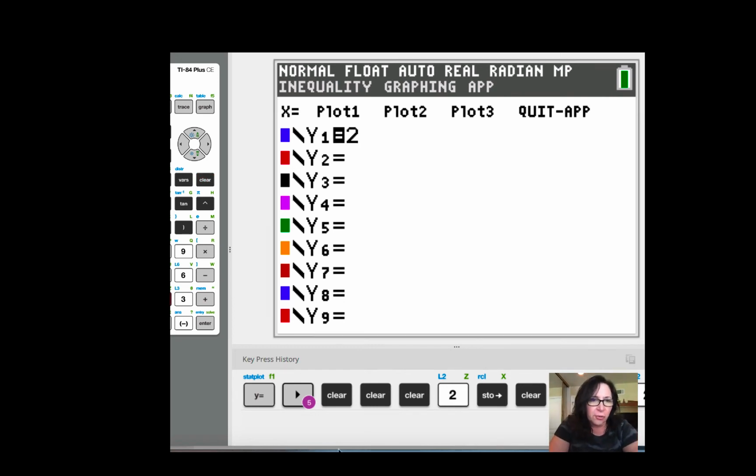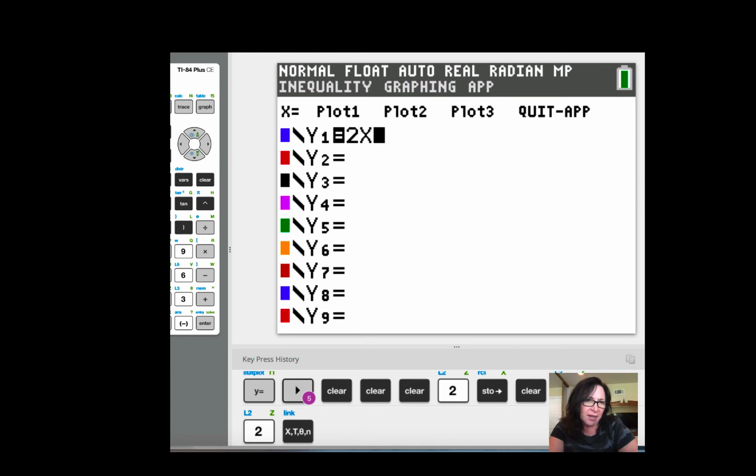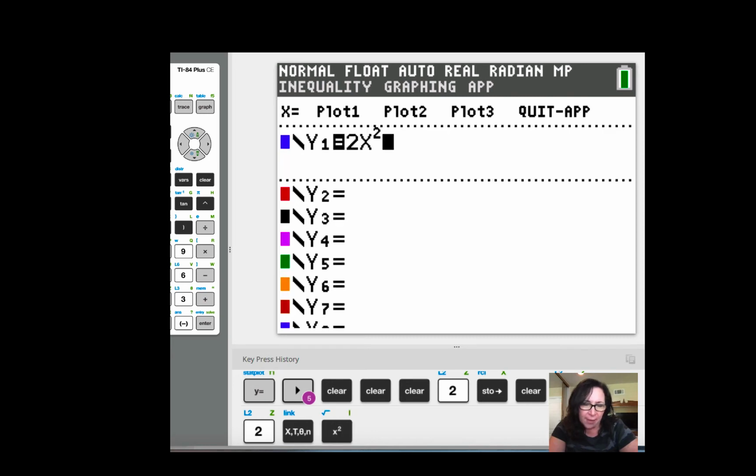So we have 2. I want you to see this button. See where it says X,T,theta? You're going to hit that button right there. That's going to give you an x. And then you go down to this left part here. It's going to give you x squared. Click on that. Then you're going to go minus 5x. I'm just using the same equation that I did before.